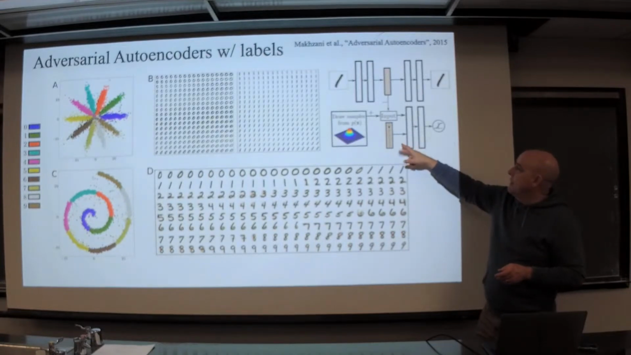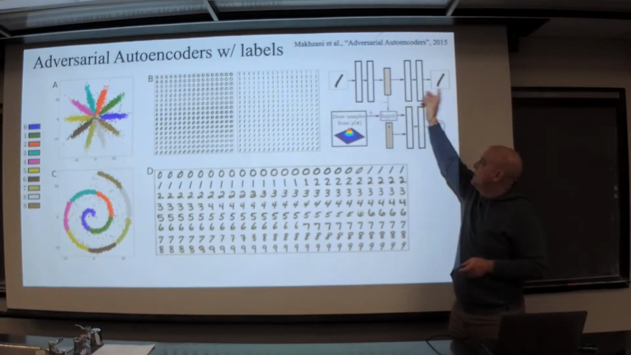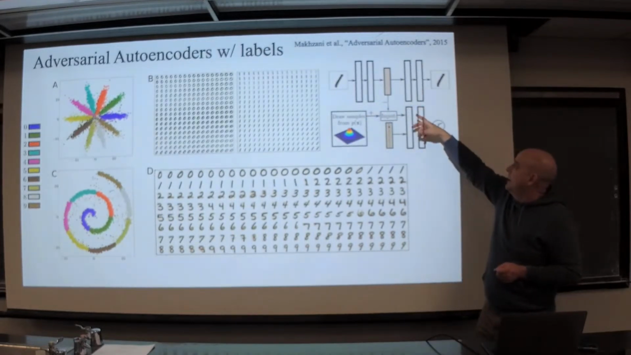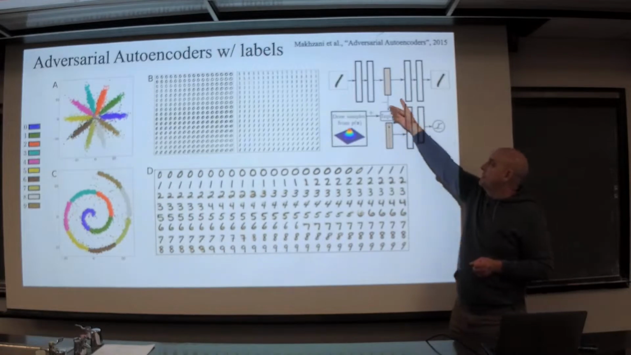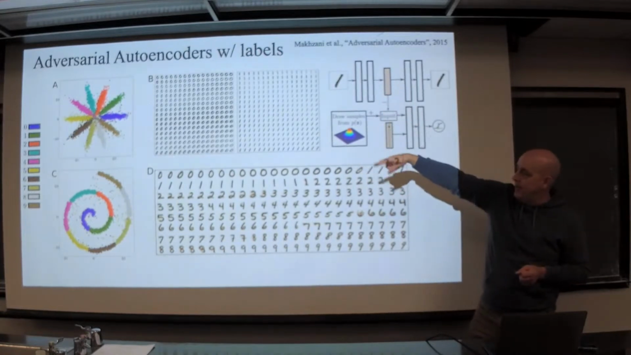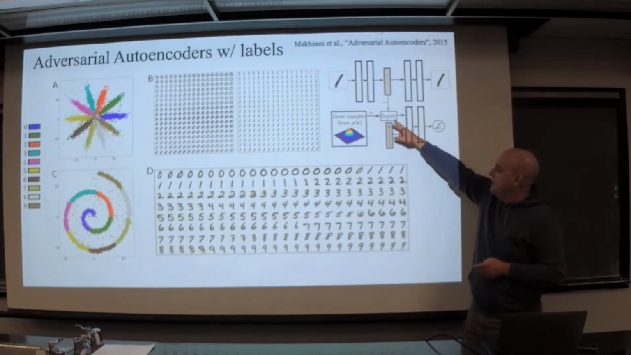So what is happening here is, I embed an image, I encode it and I decode it. That's what I'm trying to do with my autoencoder piece. But then I'm also trying to match a distribution here. So let's say we have this in 2 dimensions again. We have these 10 Gaussians.